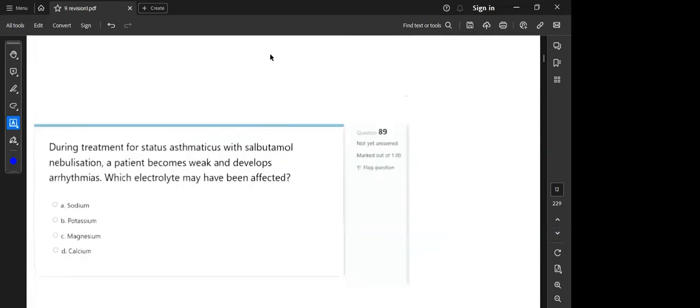So during treatment of status asthmaticus with salbutamol nebulization, a patient becomes weak and develops arrhythmias. Which electrolyte may have been affected? Potassium. Yeah.